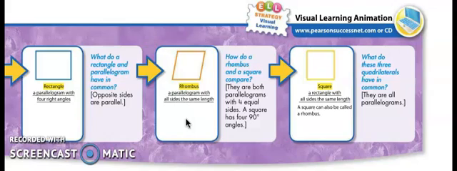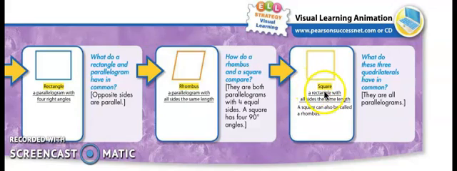A rhombus looks kind of like a square but shifted. A rhombus is a parallelogram with all sides the same length, just like a square has all sides the same length. But how do a rhombus and a square compare? They are both parallelograms with 4 equal sides, but a square has 4 90-degree angles. This rhombus does not have 90-degree angles. You can tell because it's shifted. It's not the perfect square like a rectangle or a square would be.